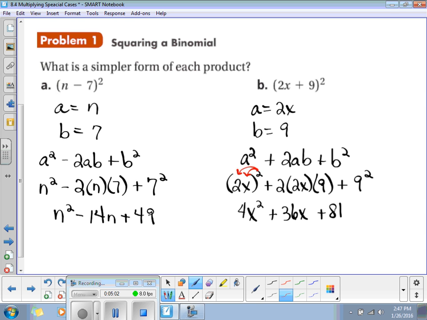You see that? Got it? So, then we have 2 times 2 times 9. 2 times 2 is 4 times 9 is 36x. And then we have 81. Got it?